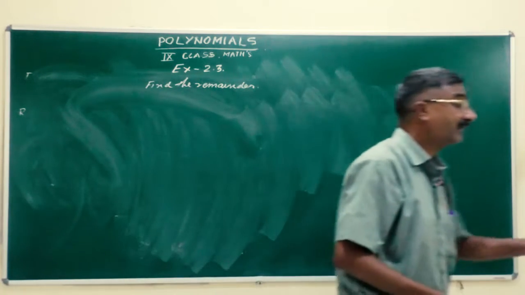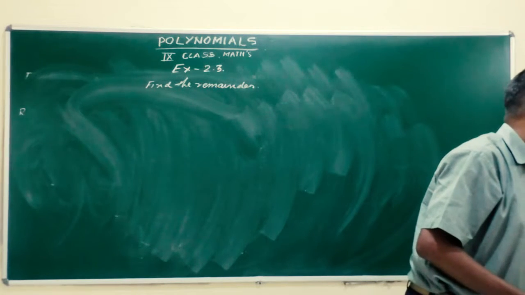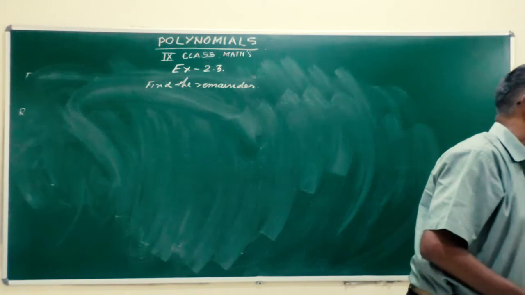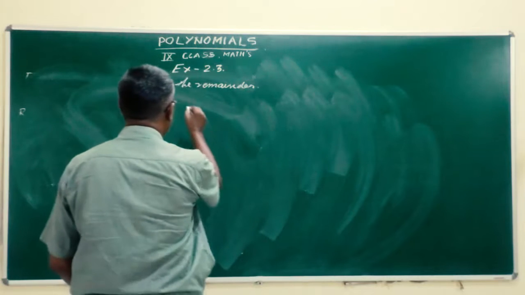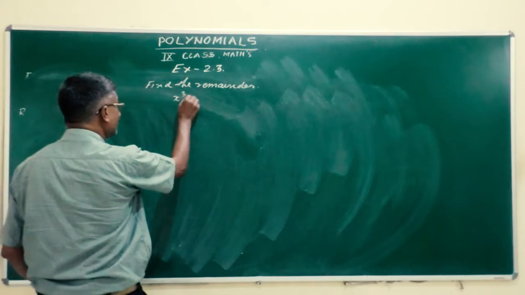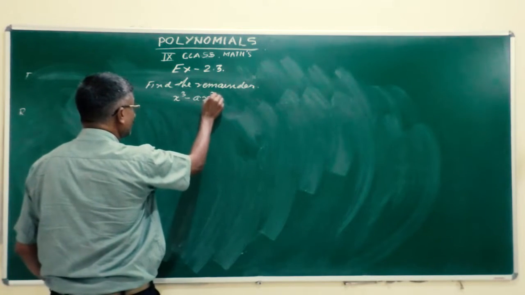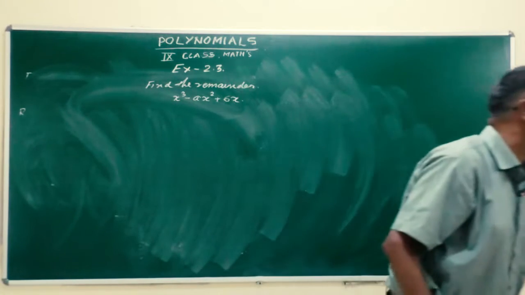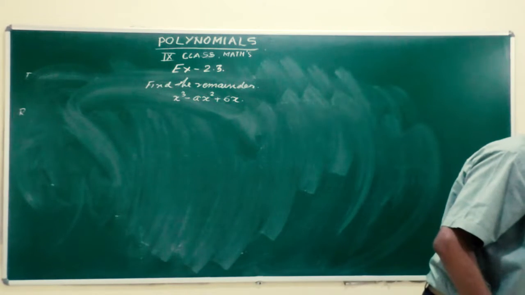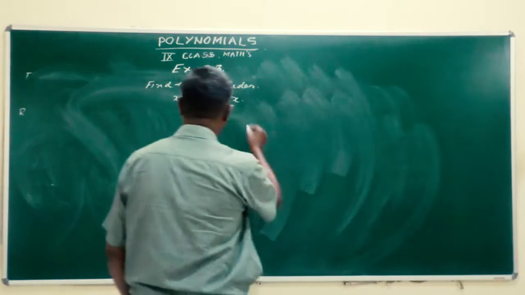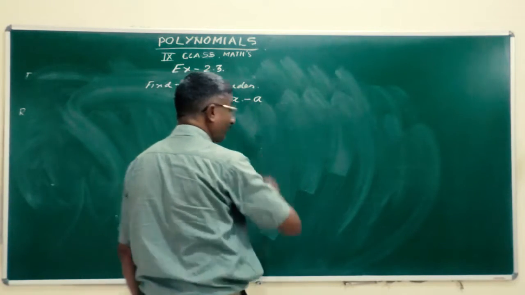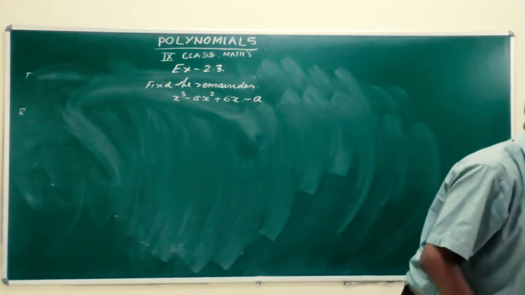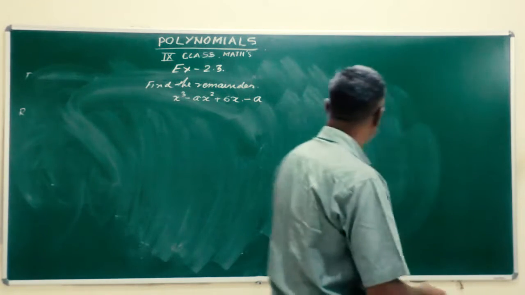Find the remainder when x cube minus ax square plus 6x minus a is divided by x minus a.